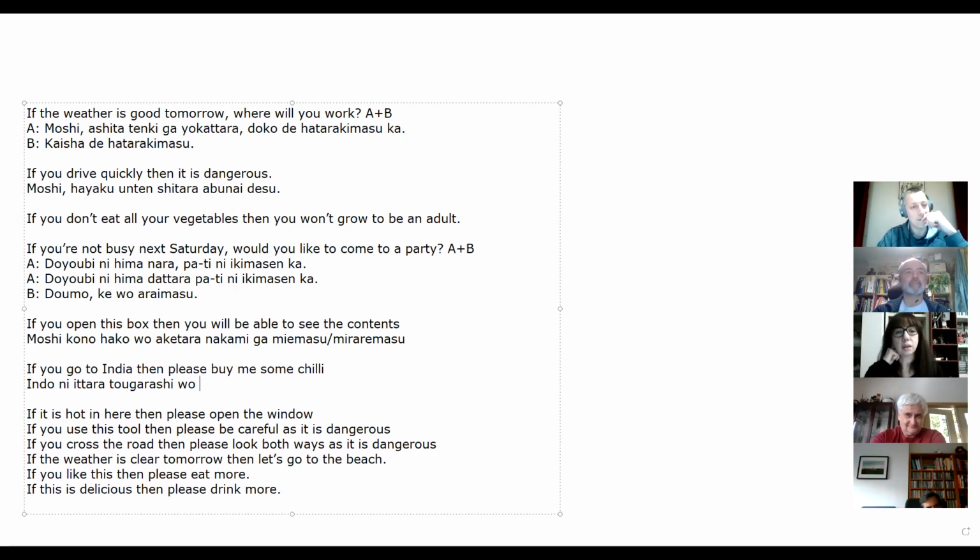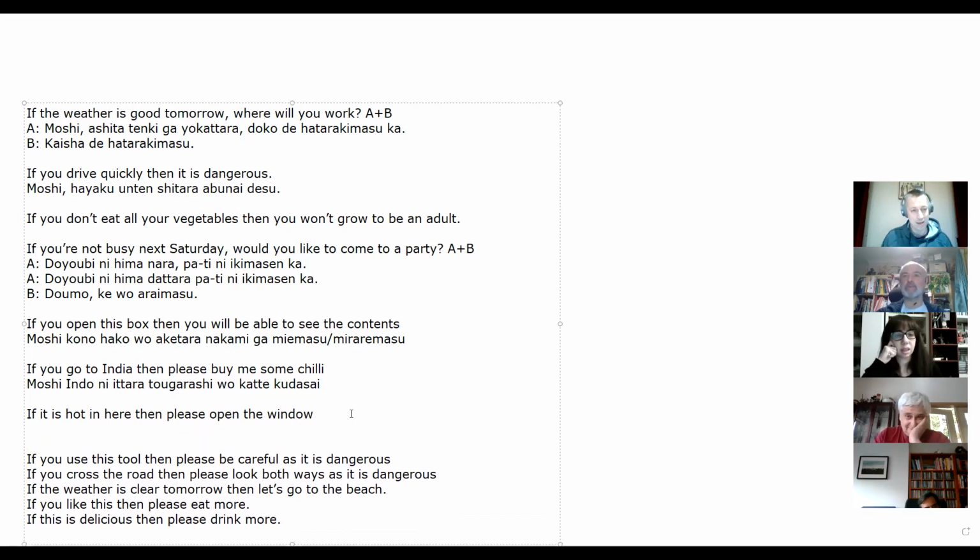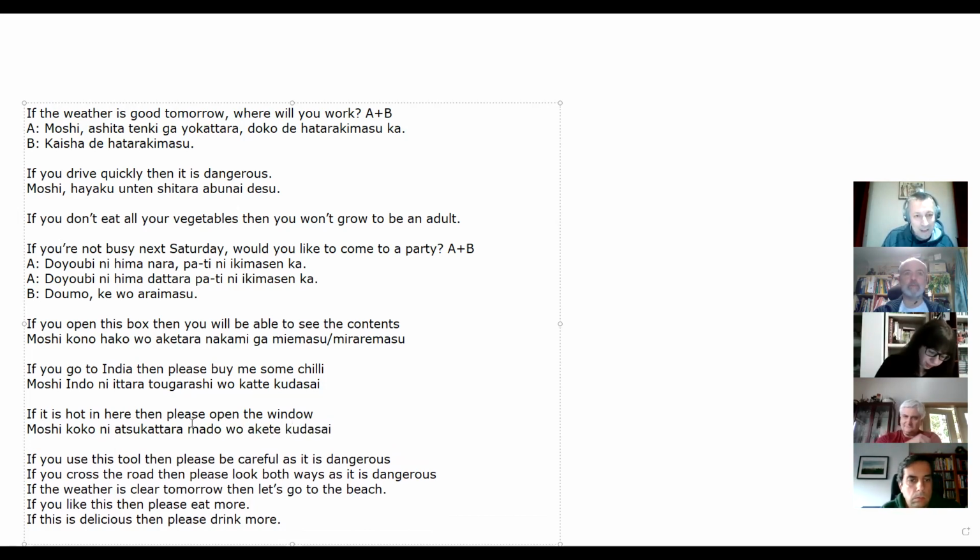唐辛子を買ってください。 Very good. And we should really have a moshi here, unless you know the person is absolutely going to India, then better to have moshi there. Good. Okay. Tom, if it is hot in here, then please open the window. ここに暑かったら、moshi, first moshi. Yep, good. ここに暑かったら、窓を開けてください。 Very good.